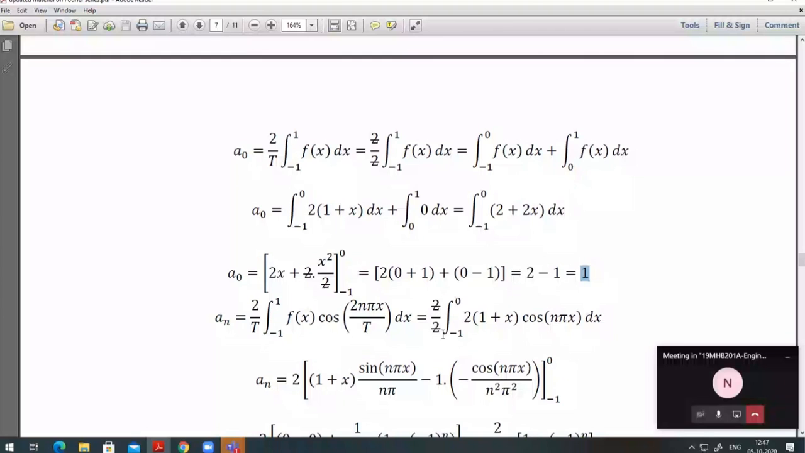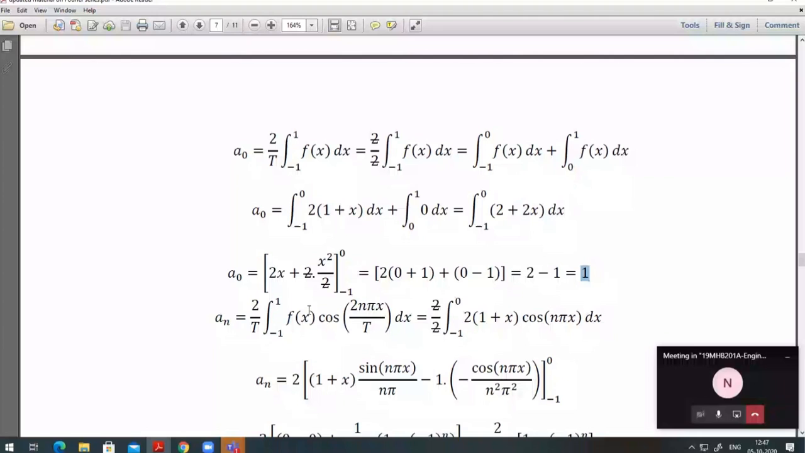From 0 to 1 it is 0, so I can directly skip that term. So this becomes minus 1 to 0, 2 into (1 plus x) cos n pi x dx. Again 2 is a constant, we can take it outside. This whole term 1 plus x is the first function, and cos n pi x is the second function.